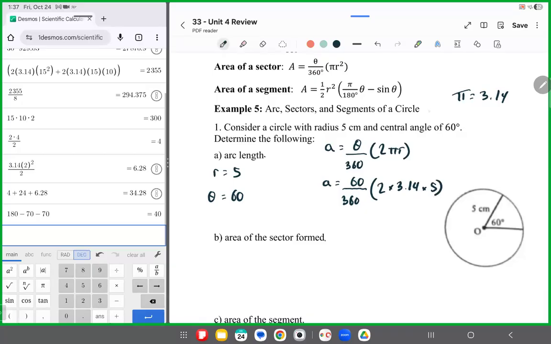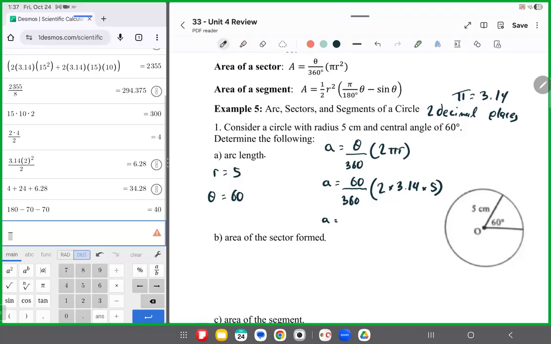And for these answers, we're going to take 2 decimal places. So on the decimal scientific calculator, we take 60 divided by 360 multiplied by 2 times 3.14 times 5. And we do this, this particular arc length will be equal to 5.23 centimeters. So in this case here, this arc length will be 5.23 centimeters.